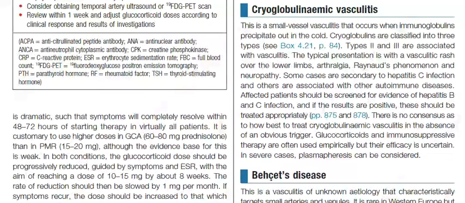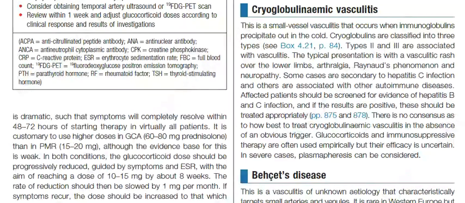Now, cryoglobulinemic vasculitis. This is a small vessel vasculitis that occurs when immunoglobulins precipitate out in the cold. Cryoglobulins are classified into three types. Types 2 and 3 are associated with vasculitis. The typical presentation is with a vasculitic rash over the lower limbs, arthralgia, Raynaud's phenomenon, and neuropathy. Some cases are secondary to hepatitis C infection, and others are associated with other autoimmune diseases.